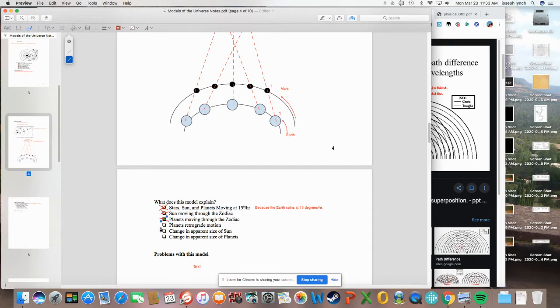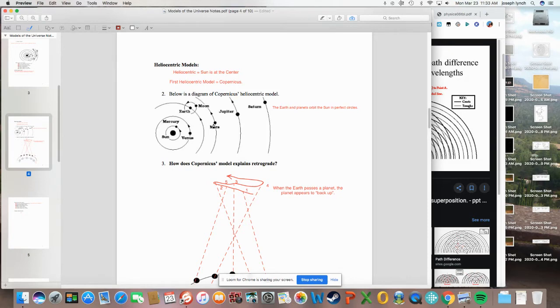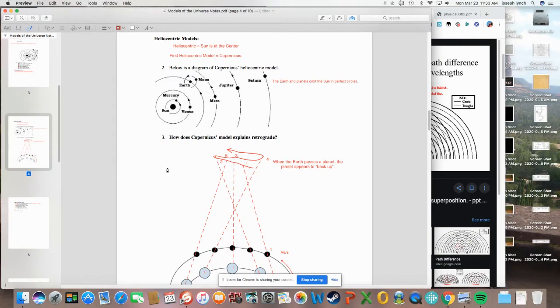All right, the planets do retrograde, we just talked about that. That's because when the Earth passes them, they seem to back up. It works on the change in apparent size of the planets because when Earth is here, Mars is pretty close, it's going to look pretty big, but when Earth is over here, Mars is going to look pretty small, so it explains that. It doesn't explain the change in size of the sun, because the sun is always the same distance from the Earth in this model.